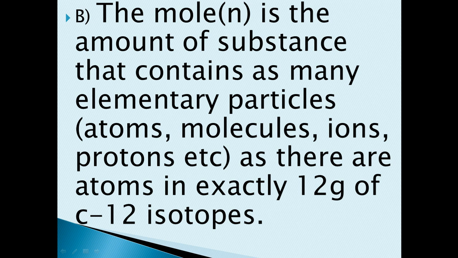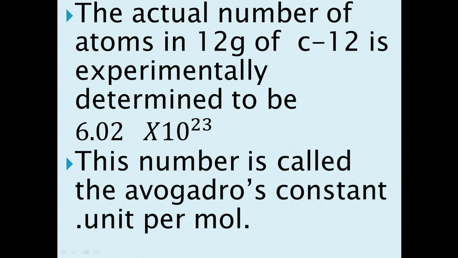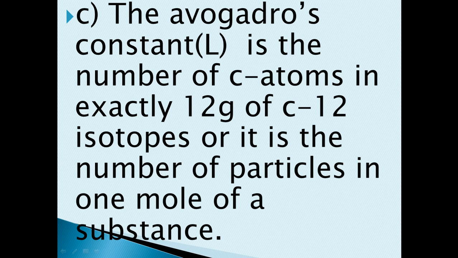Why? Because it contains the same number of particles as there are carbon atoms in exactly 12 grams of carbon-12 isotopes. The number of carbon atoms in exactly 12 grams of carbon-12 isotopes is said to be the Avogadro's constant. The actual number of atoms in 12 grams of carbon-12 is experimentally determined to be 6.02 times 10 to the 23 carbon atoms. This number is called the Avogadro's constant. Unit is per mole.